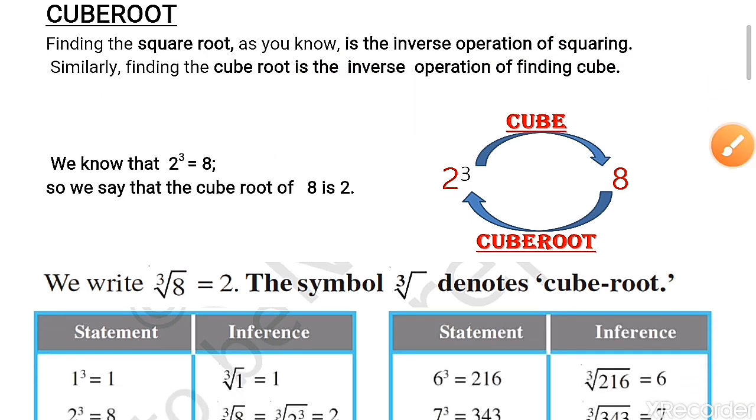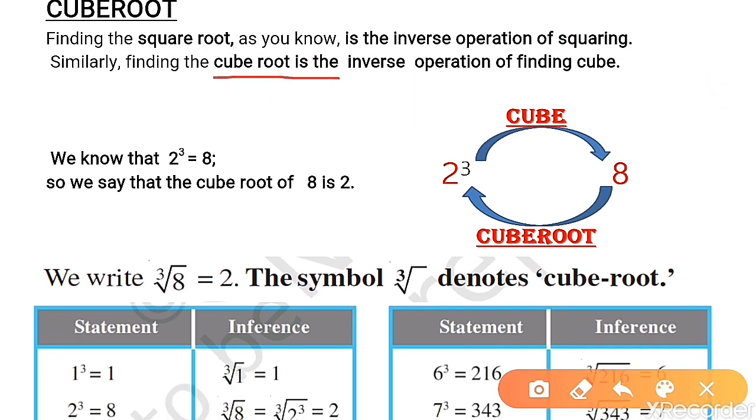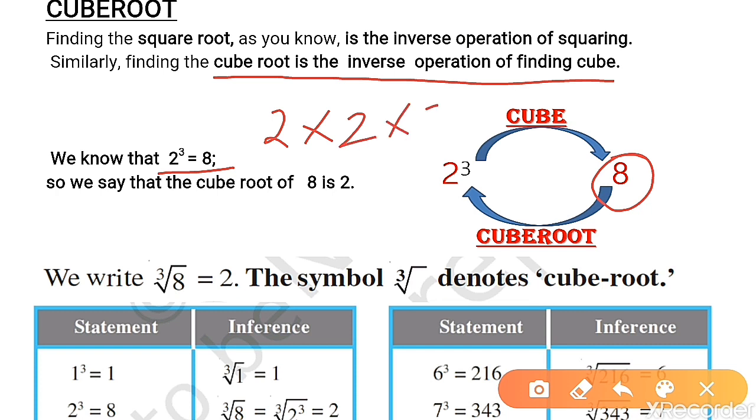In a similar way, finding the cube root is the inverse operation of finding the cube. For example, here we have written 2, and if we cube it, we will get 8, like 2 into 2 into 2. That means cube is nothing but multiplying a number thrice. So we will get 8.